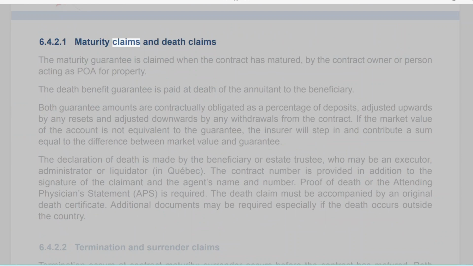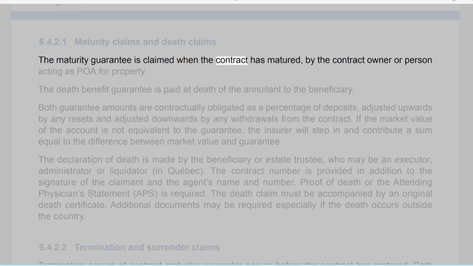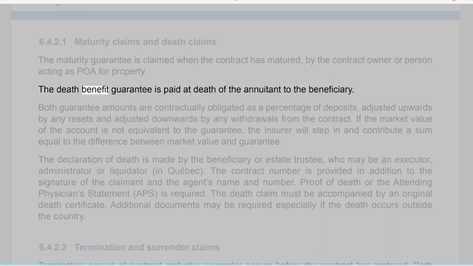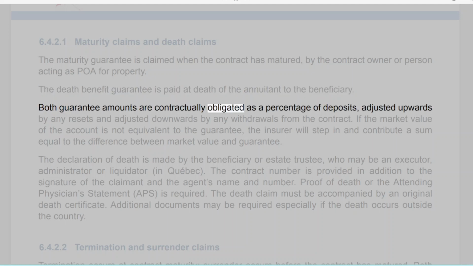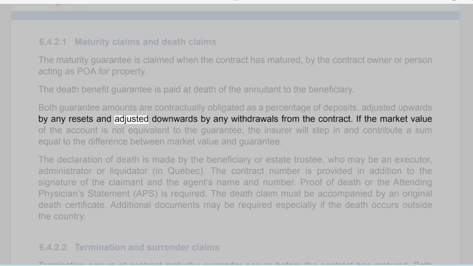6.4.2.1 Maturity claims and death claims. The maturity guarantee is claimed when the contract has matured, by the contract owner or person acting as POA for property. The death benefit guarantee is paid at death of the annuitant to the beneficiary. Both guarantee amounts are contractually obligated as a percentage of deposits, adjusted upwards by any resets and adjusted downwards by any withdrawals from the contract.